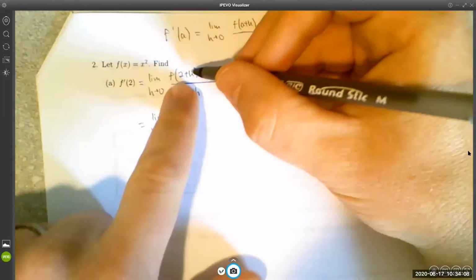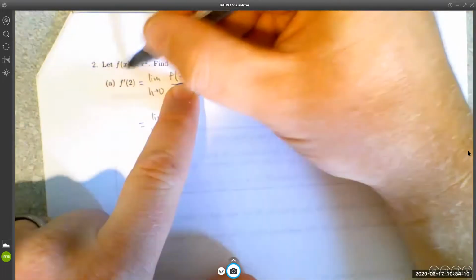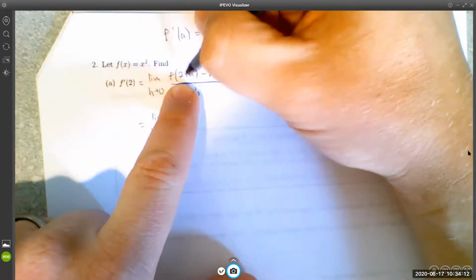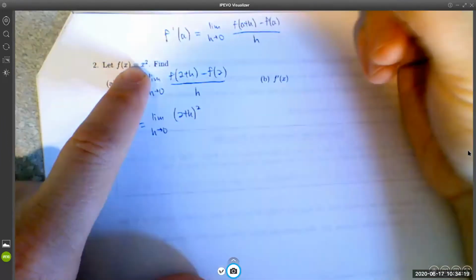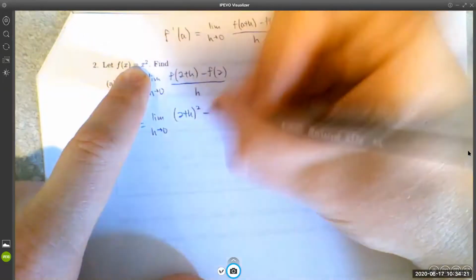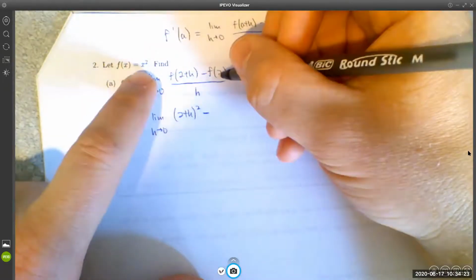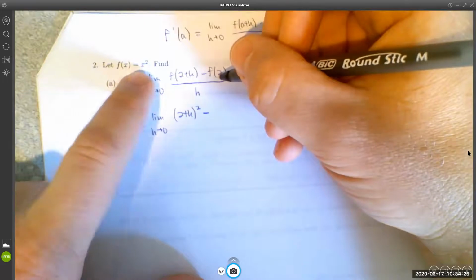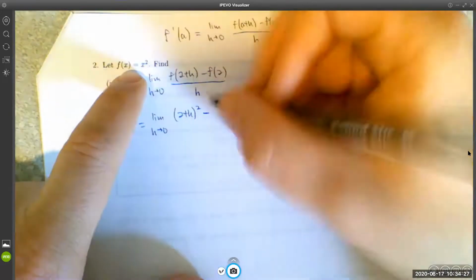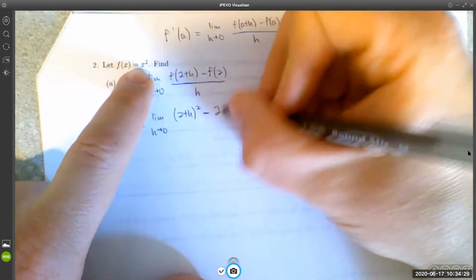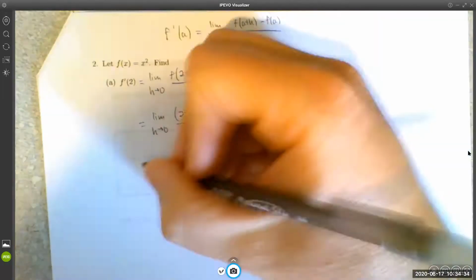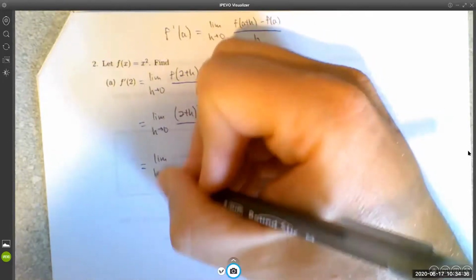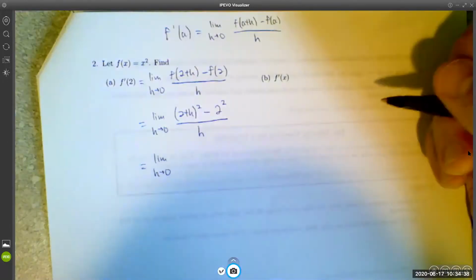Now what's f of 2 plus h? Well, we're going to look at f of x, and everywhere we see an x, we're going to replace it with a 2 plus h. So we're going to get 2 plus h squared. All right, that's f of 2 plus h. What's f of 2? Well, we're going to look at f of x, and everywhere we see an x, we're going to replace it with a 2. So f of 2 should be 2 squared. Let's see what we get.